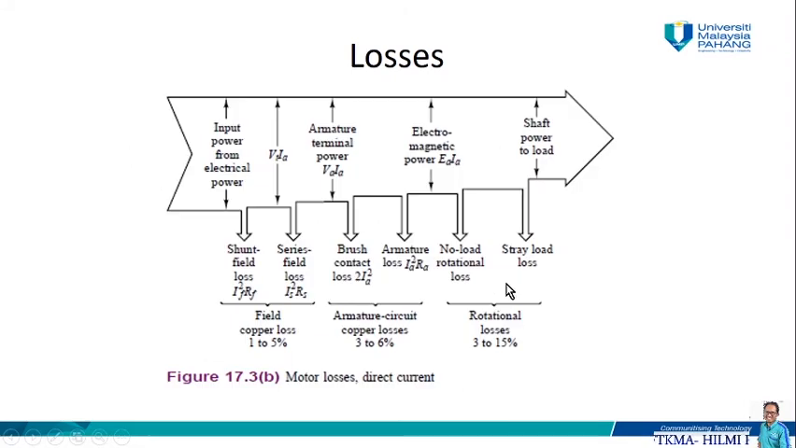So, motor losses using direct current, the DC motor. The input power is electrical power. The field copper loss is between 1 to 5%, and at the armature circuit copper, there will be another loss of around 3 to 6%, caused by the brush contact and the armature. And then we also have the mechanical part, the no load rotational loss. The rotational loss is going to be around 3 to 15%.